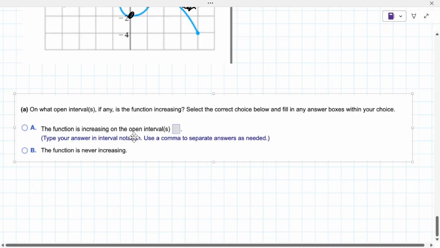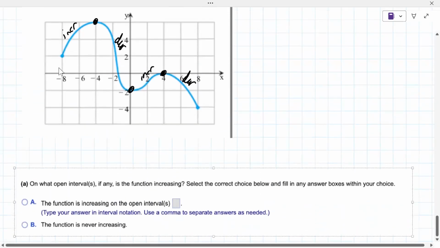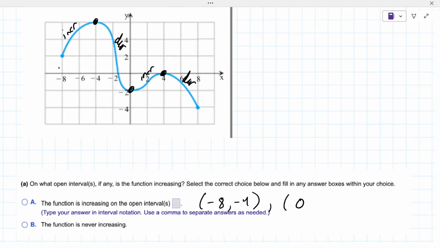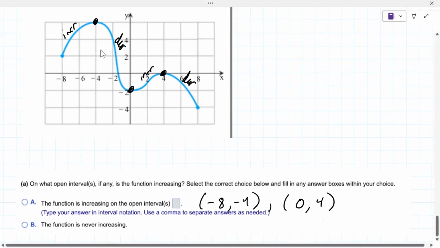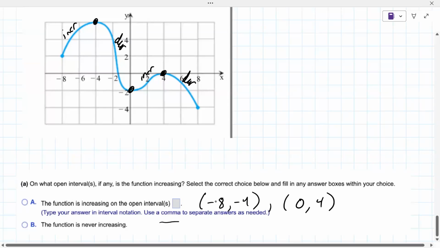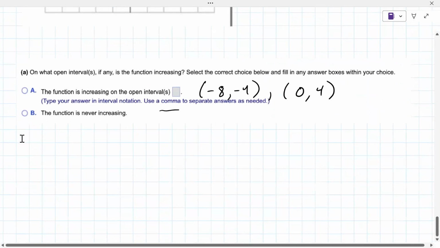The function is increasing on the open interval -8 comma -4, 0 comma 4, and that's it. So increasing means it's going up and to the right. Does that make sense? Yeah, that's with union, right? It says to use comma, so you always have to read the instructions. I would do that too, I think, oh, it's union, but it's comma in this case.